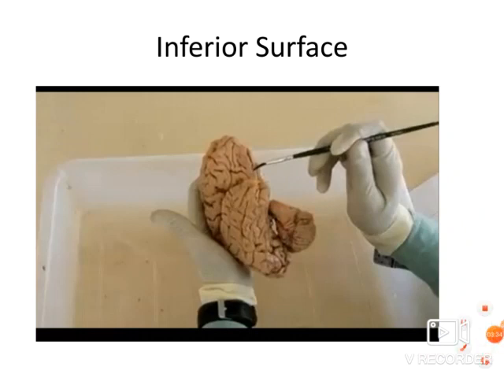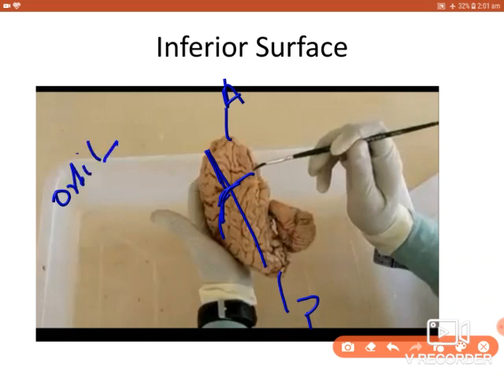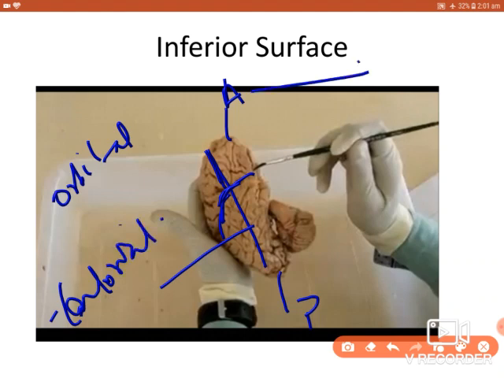Then here you can see this is the inferior view of the cerebral hemisphere. This is the left half. This shows anteriorly. This shows posteriorly. You can see this is the inferior surface. There is one sulcus here in the inferior surface. It's the extension of the lateral sulcus, which divides this inferior surface into this anterior orbital surface and this posterior tentorial surface.